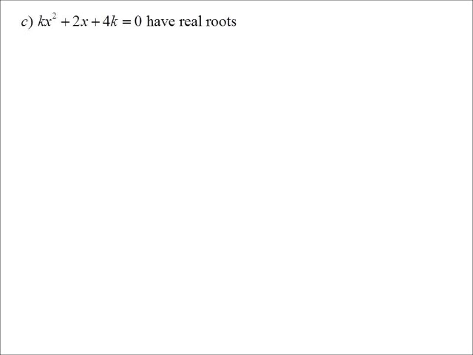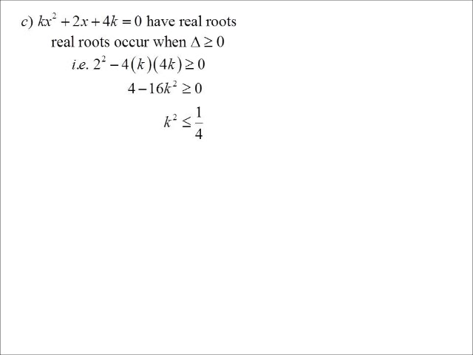What about real roots? The condition for real roots? Close. Greater than or equal to. Greater than was if they were different real roots. Equal to was if they were the same. But both conditions are real. So we'd have discriminant greater than or equal to 0. And solve that particular inequality, we end up with k squared is less than or equal to, not minus a quarter, positive a quarter. So k is in between minus a half and a half.